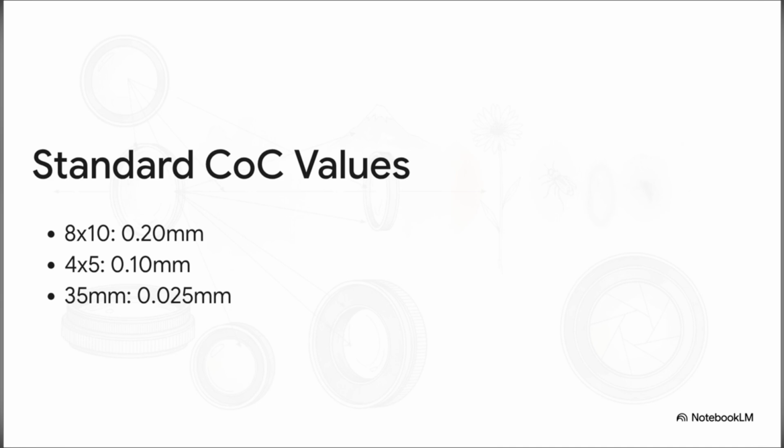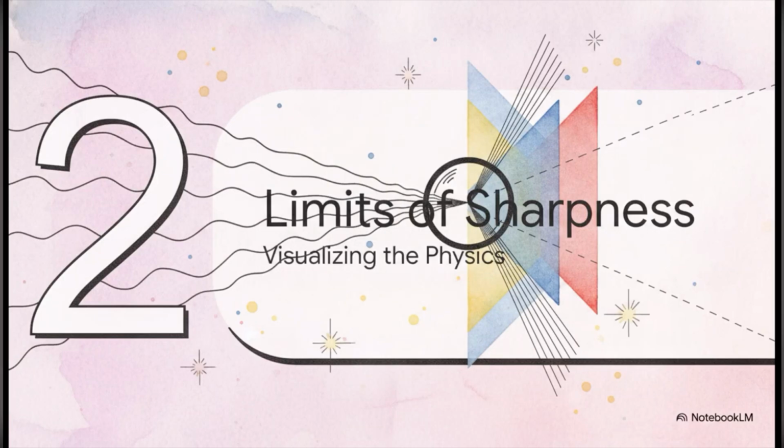This right here is the exact reason why a shot that looks tack sharp on your tiny digital camera screen turns into a blurry disappointment when you finally try to print it out for your living room wall. You enlarge the image, and by doing so, you enlarge those blur spots until that optical illusion of sharpness just completely falls apart. Moving right along to Section 2, limits of acceptable sharpness and visualizing the physics.